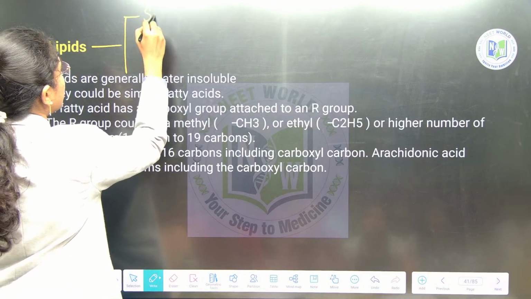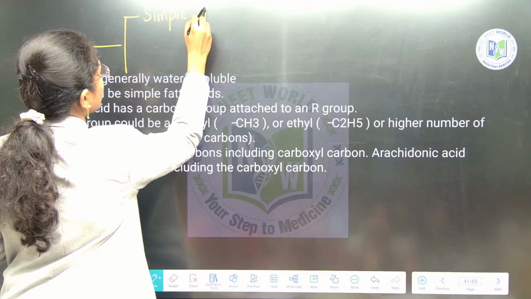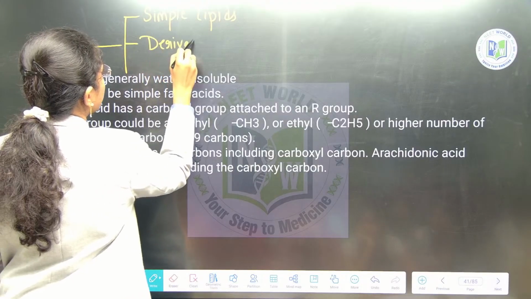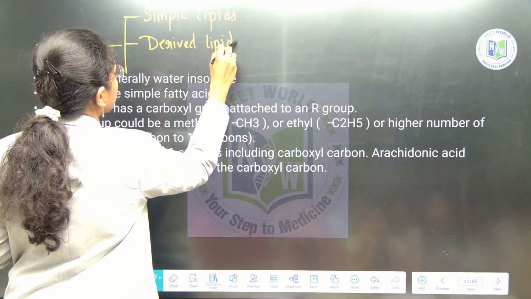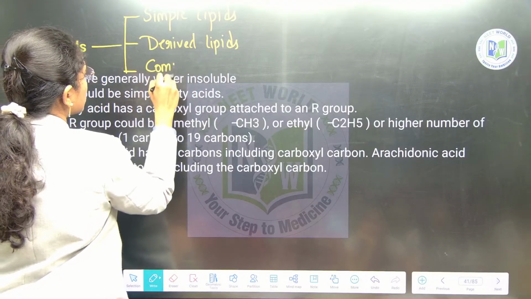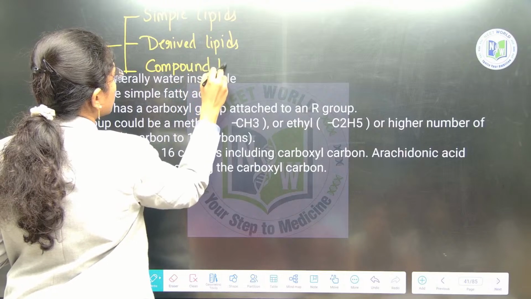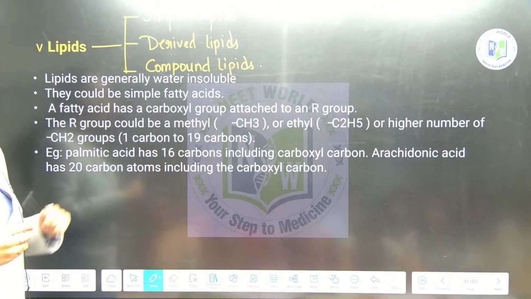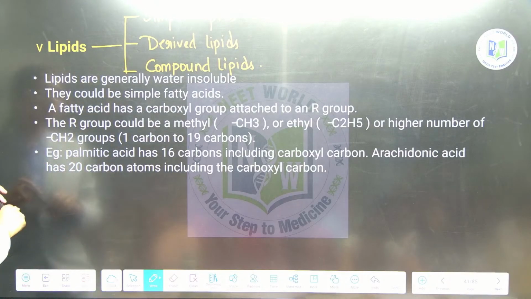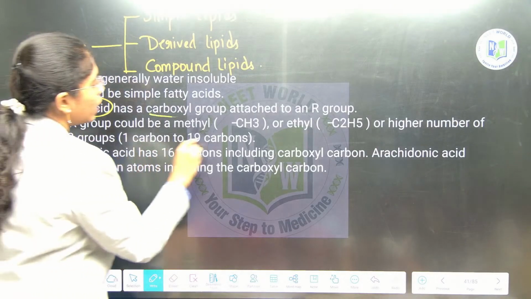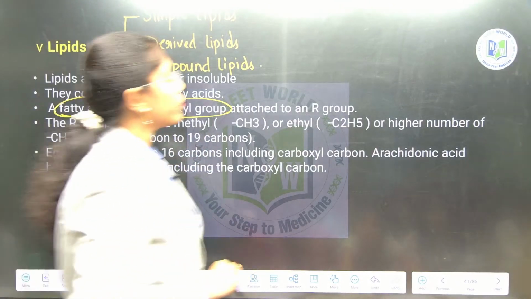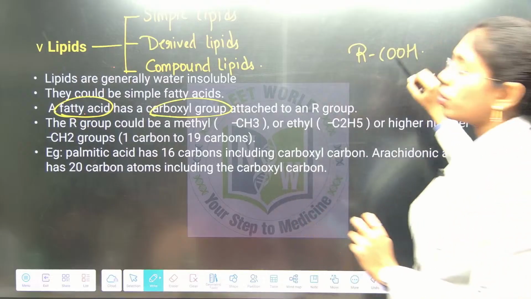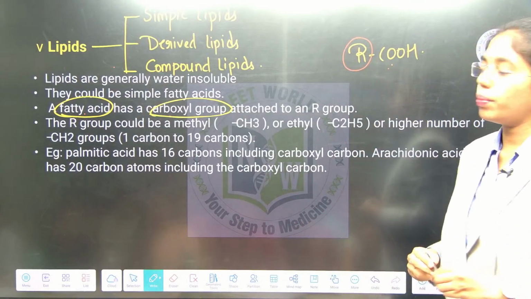One is simple lipids, second derived lipids, third compound lipids. First we will learn about simple lipids. They have a fatty acid, a carboxyl group attached to an R group. Usually the general formula of lipids is RCOOH. To the carboxyl group some functional group will be adjoined.